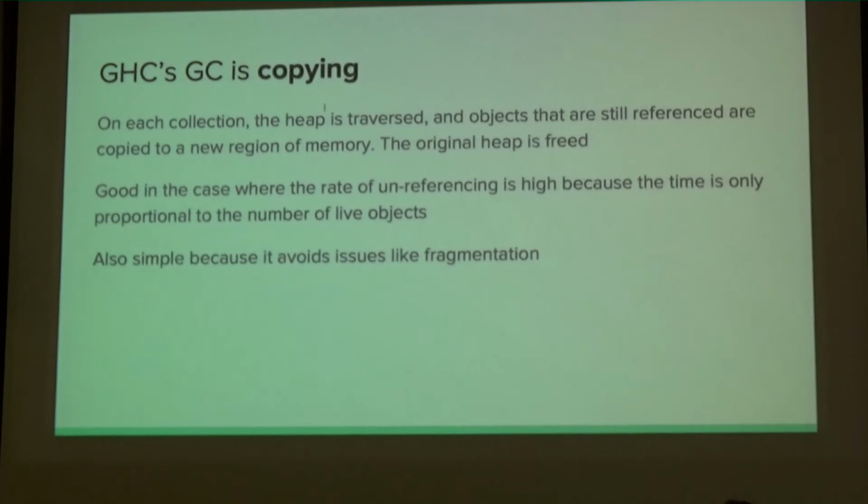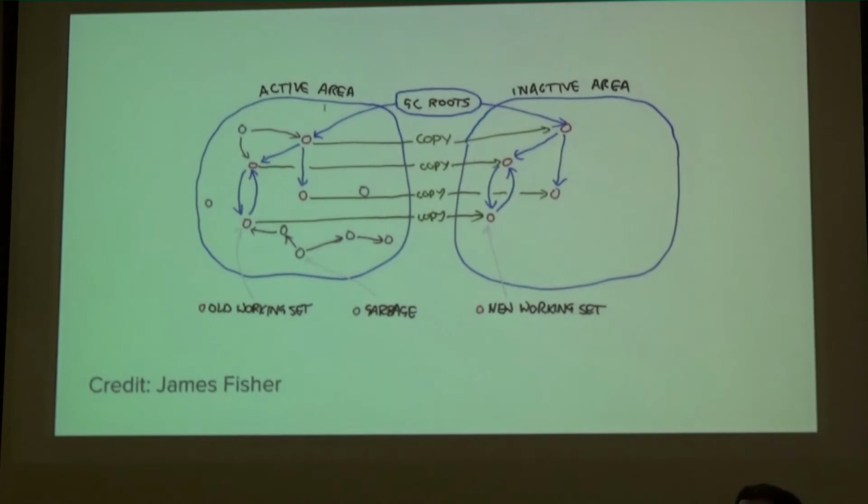So the garbage collector is copying. Actually, before I show the slide, I should probably show this because it demonstrates it much more clearly. It's a copying garbage collector, so it splits the heap into two, and every garbage collection run, it will do a traversal of all the live objects, and for each one, it will copy it into an inactive heap, and then rewrite all the pointers when it does that.